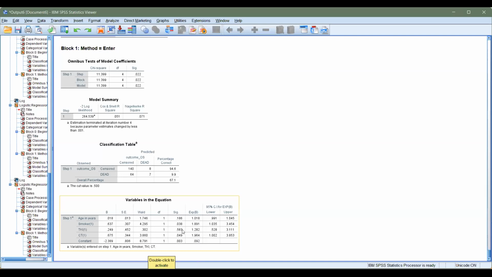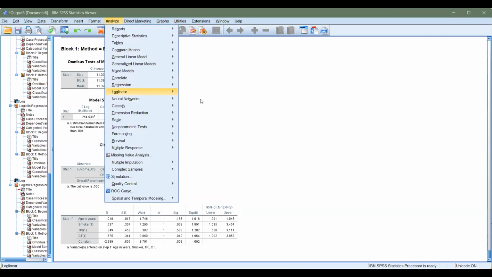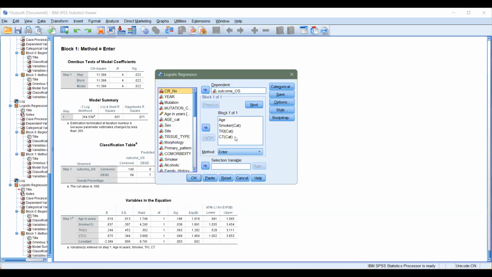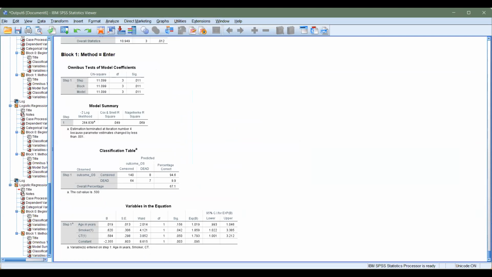Or we may also, if we are interested, remove the TKI and then see. So let's do one more time and remove the targeted therapy and see how the model is coming up. So in this model now, almost all variables are coming significant. We have just smokers and chemotherapy.